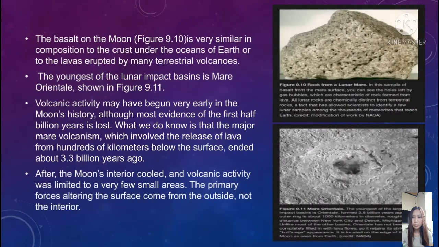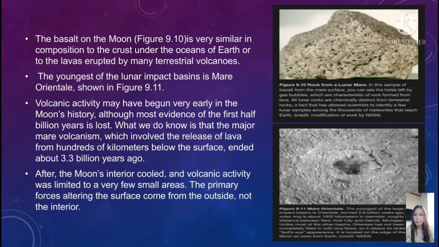The basalt on the moon, in figure 9.10, is very similar in composition to the crust under the oceans of Earth or the lavas erupted by many terrestrial volcanoes. The youngest of the lunar impact basins is Mare Orientale, shown in figure 9.11.